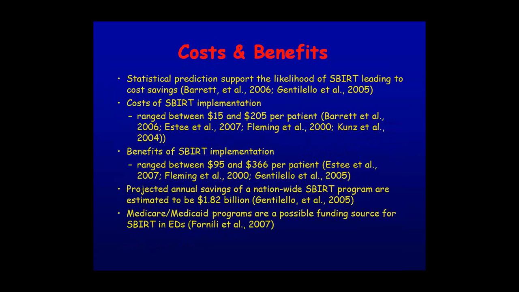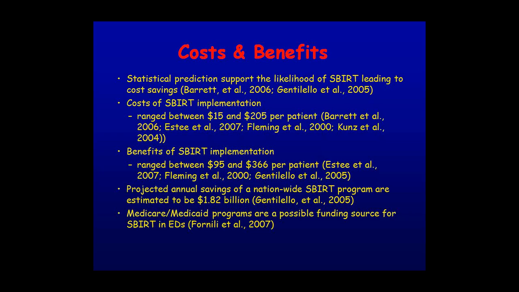And here, I don't want to get into it too much, but just to give you an idea a little bit about the cost and the benefits, and there are codes that can be used to bill. And keep in mind, when we're thinking about the cost saving, it's huge. The cost of the ESBIRT implementation ranges between $15 and $205 per patient. But the benefits of the implementation ranged between $95 and $366 per patient. We are basically saving from doing it.